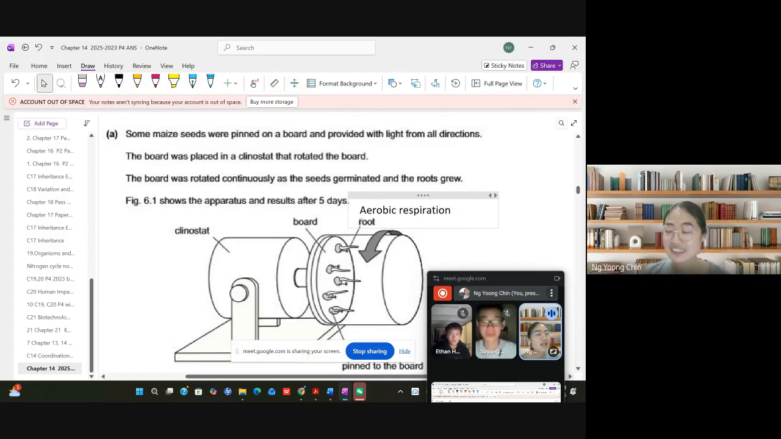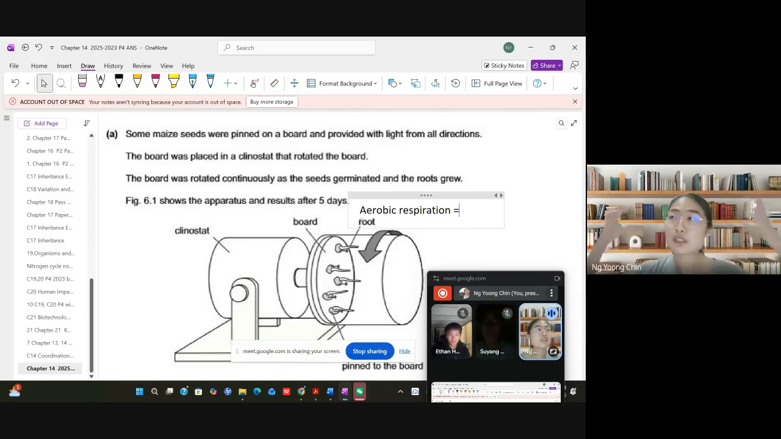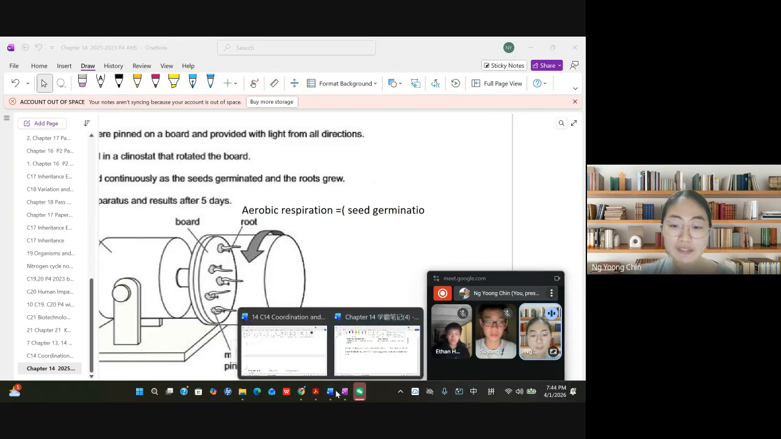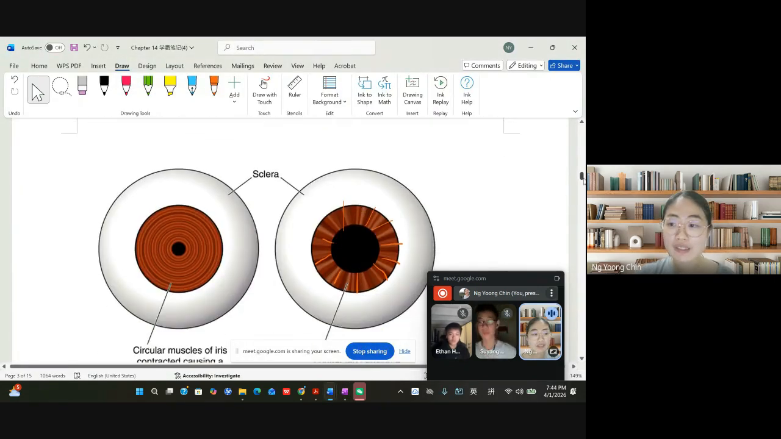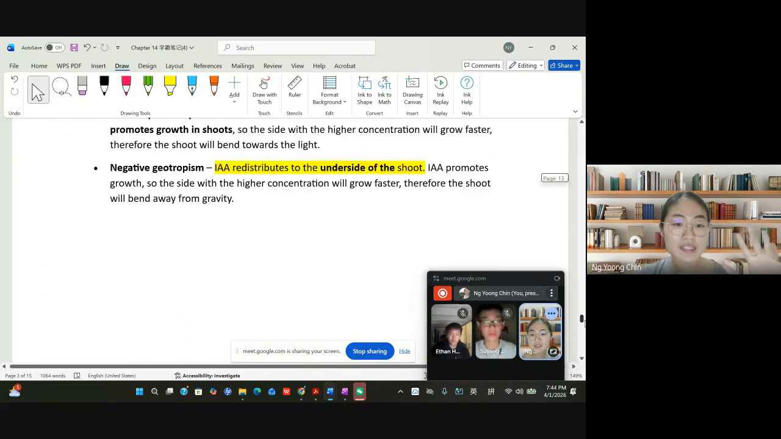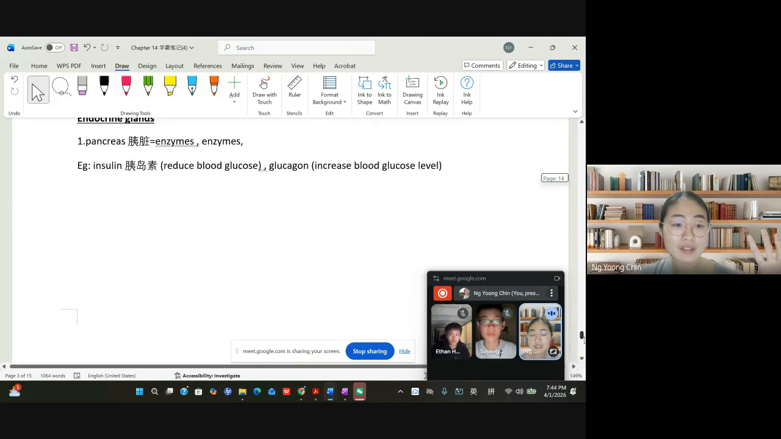So why is it aerobic during seed germination? It's because the seed requires oxygen. What are the conditions for the seed to germinate? This is also very important. Seed germination requires what kind of conditions? Do I write it in my study notes? Let me show you. I think I wrote it here before. Sorry, I think it's a lot of things to study, right?